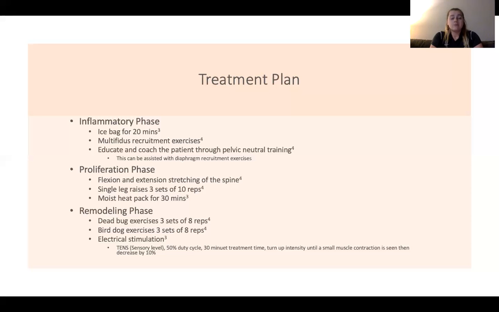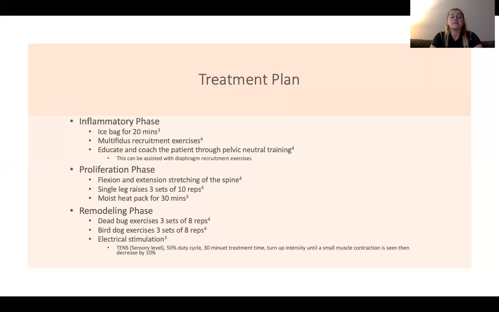A good modality to use at this time, electrical stimulation. Again, make sure the patient is okay with it. And I would advise a TENS unit type of electrical stimulation just to make sure that the clinician is protecting themselves and that the patient does feel comfortable only having 2 pads placed on them.